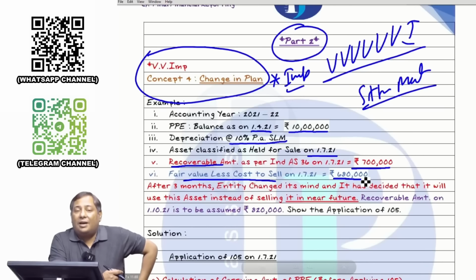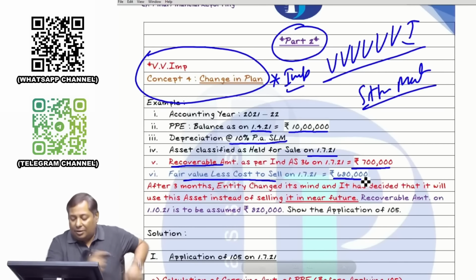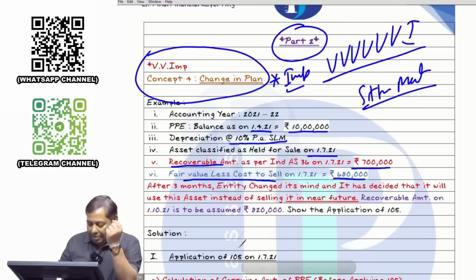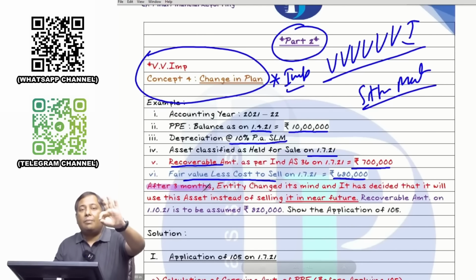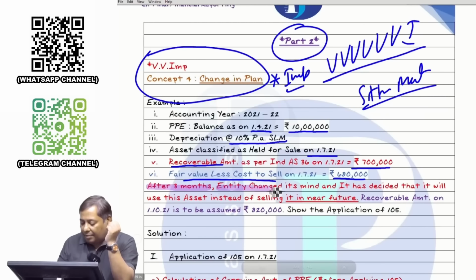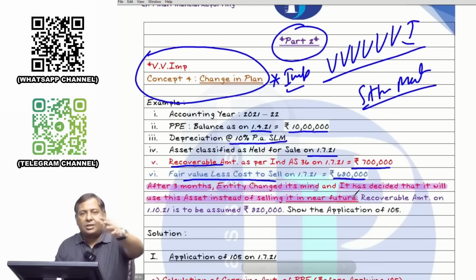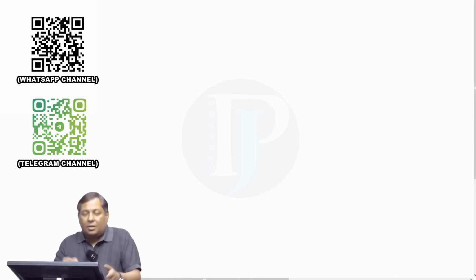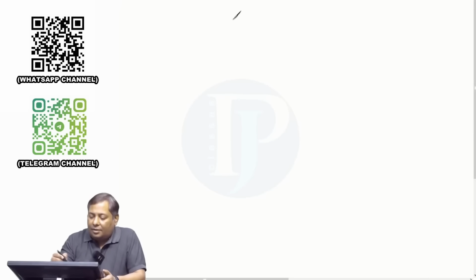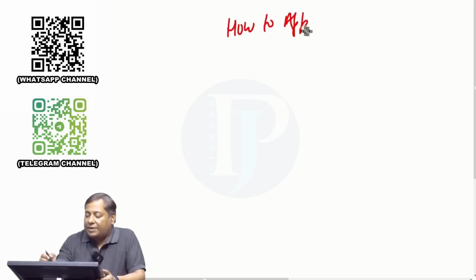So what is that procedure? Let me explain it to you. Look here. What did I write in the example? After 3 months. So the entity has changed its mind. It has decided that it will use this asset instead of selling it in near future. They don't want to sell it, they will use it. What should we do? Now we start from the beginning. First, how to apply. First, let us revise this.